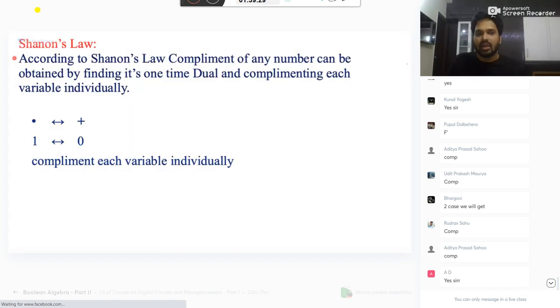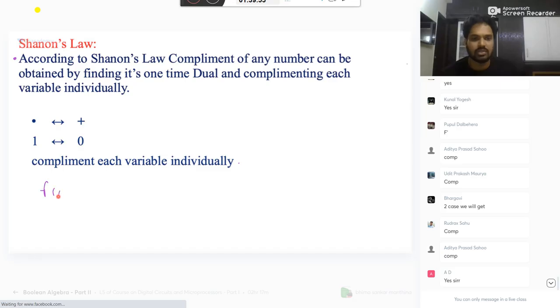Read here. According to Shannon's law, the complement of any function can be obtained by finding its one-time dual, and complementing each variable individually. That is, replace dot with plus, 1 with 0, and complement each variable individually. I will give you the example, don't worry about it. Now see here.